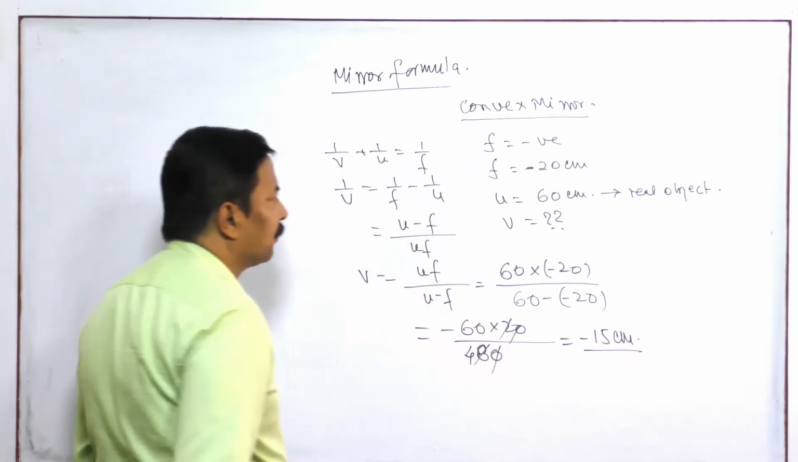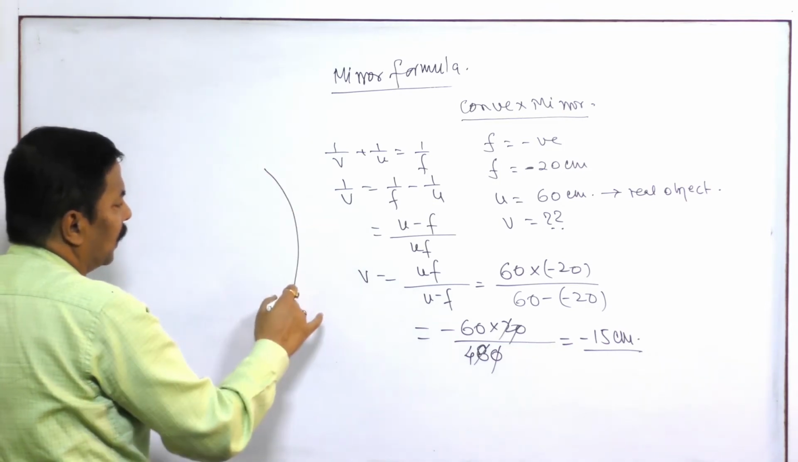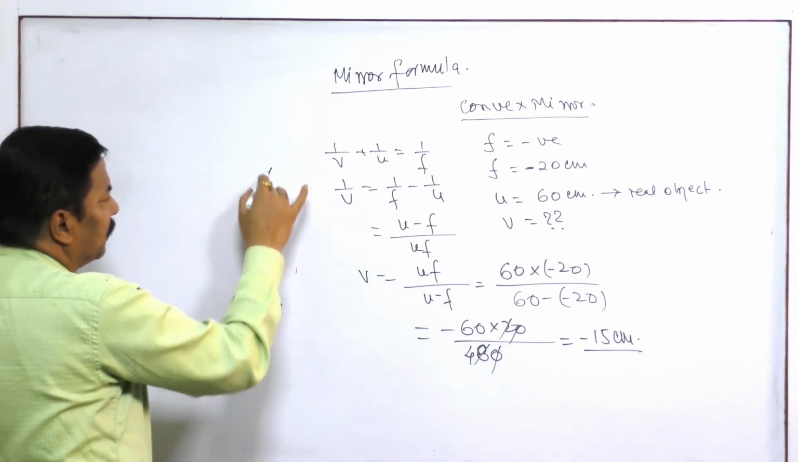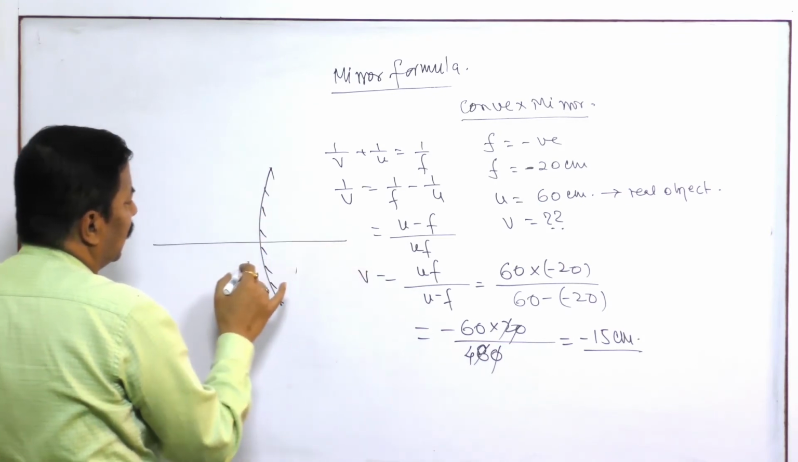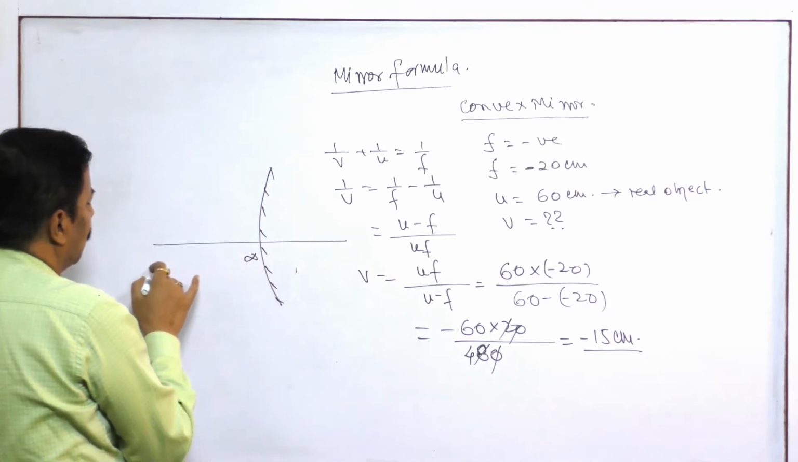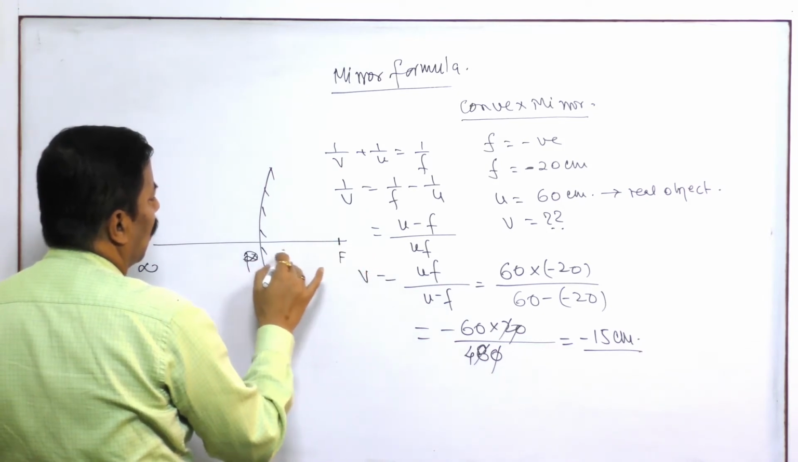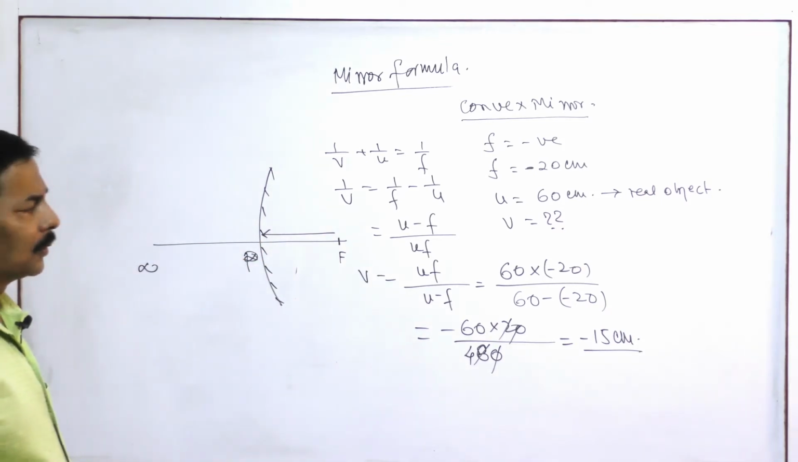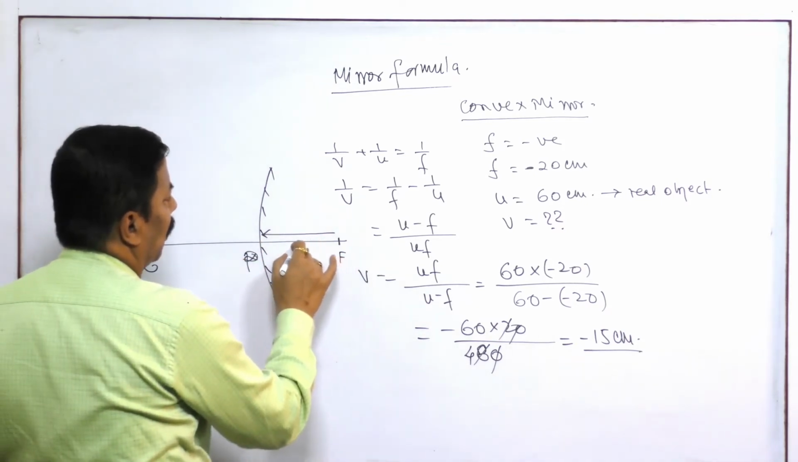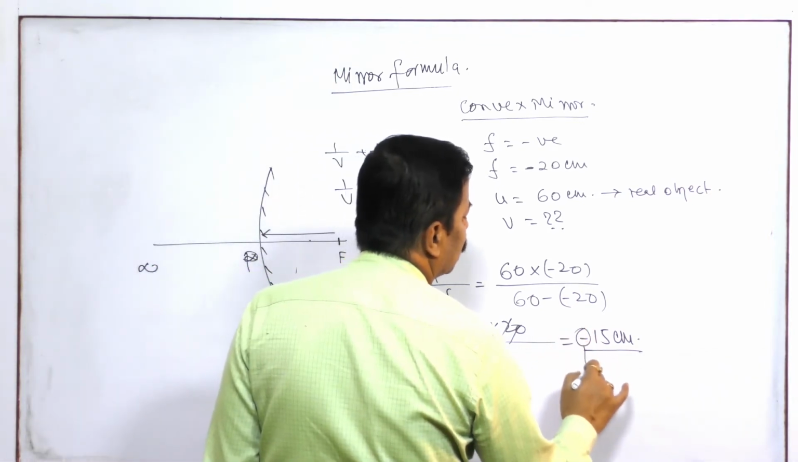Now you see, one thing is important, that in convex mirror, whatever be the position of the object from pole to infinity, the image is always formed between focus and pole. Always the image is formed in between. Here the negative sign means what? Virtual image.